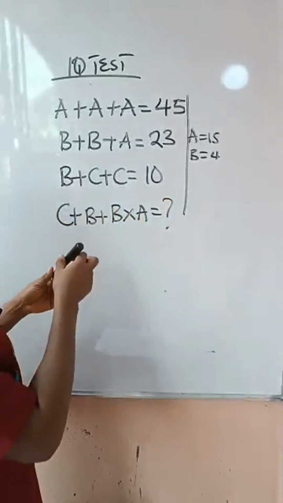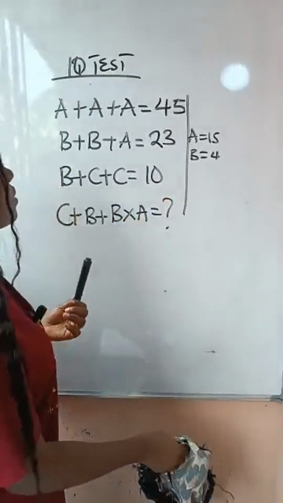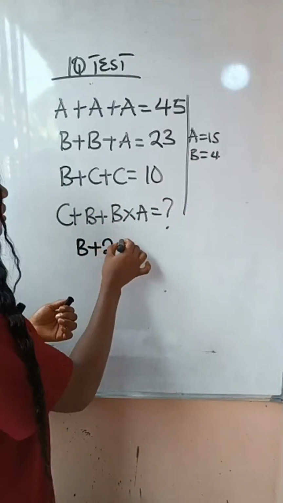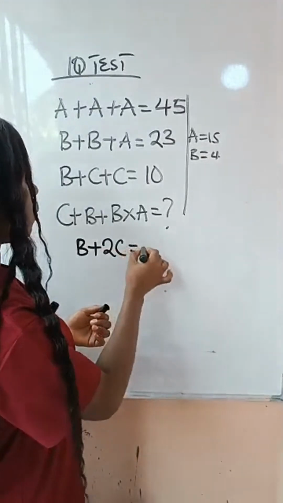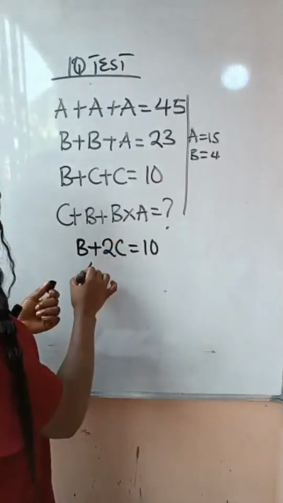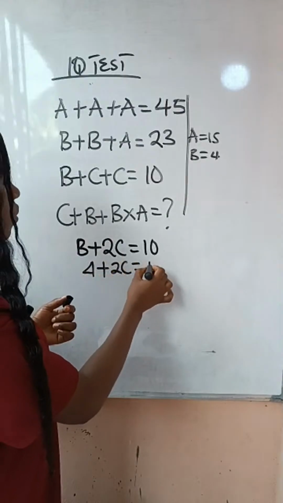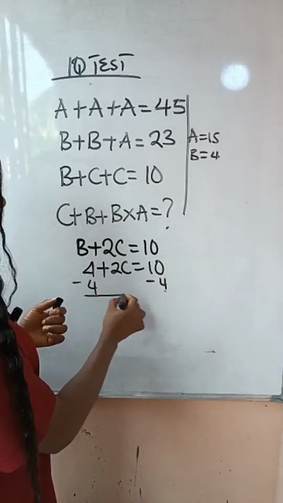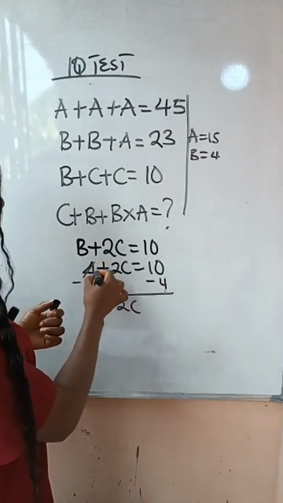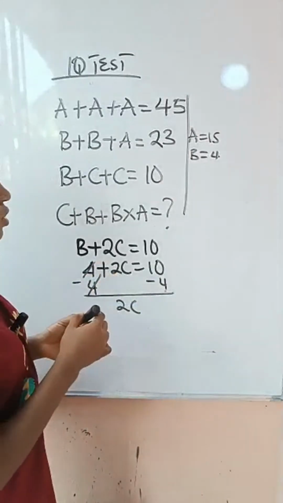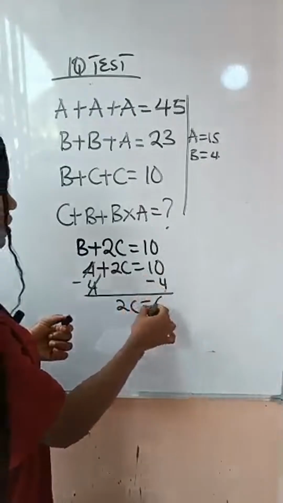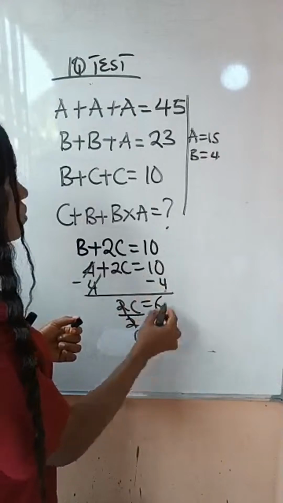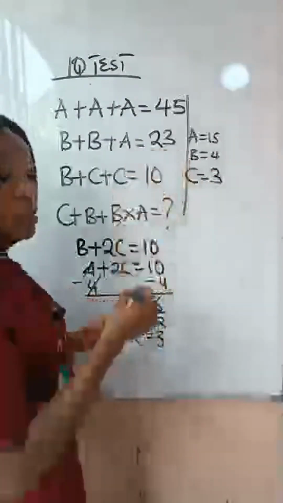So for the third equation, we have B plus C plus C. That means B plus 2C is equal to 10. And our B is 4. So we have 4 plus 2C is equal to 10. Now we subtract 4 from both sides, and we will have 2C, because 4 minus 4 is 0. So now we have 2C is equal to 6. If we divide both sides by 2, we will have that C is equal to 3. So we can write C equals 3 here.